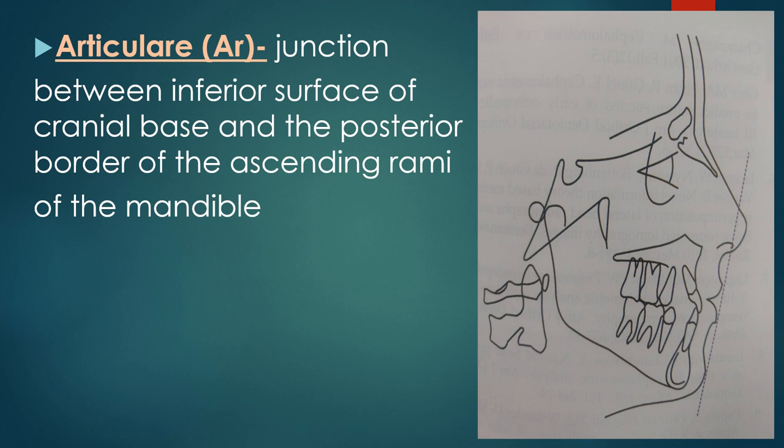Articulare. Articulare is represented as capital letter A and small letter R. It is the junction between inferior surface of cranial base and the posterior border of the ascending rami of the mandible. And it is located somewhere here. This junction is called articulare and represented as capital letter A and small letter R, articulare.